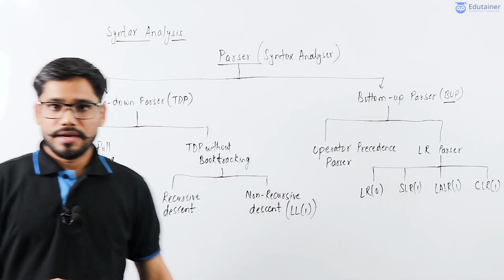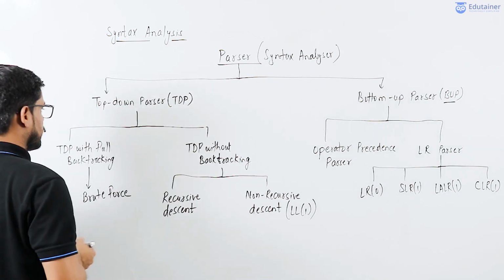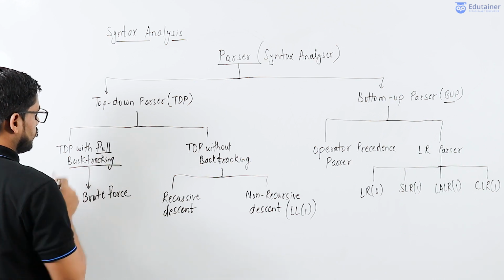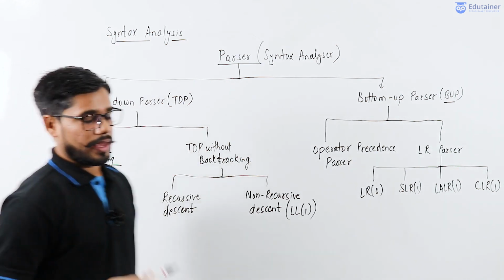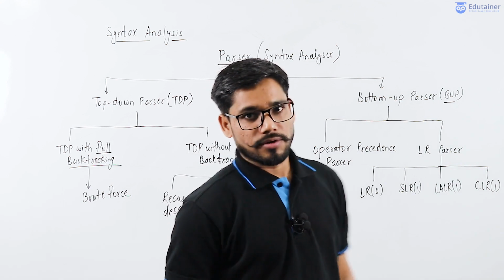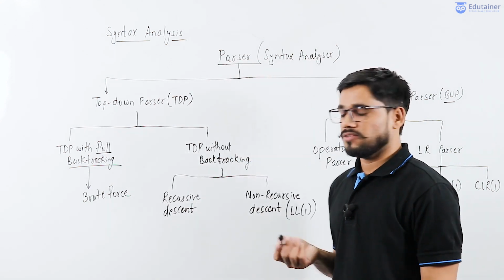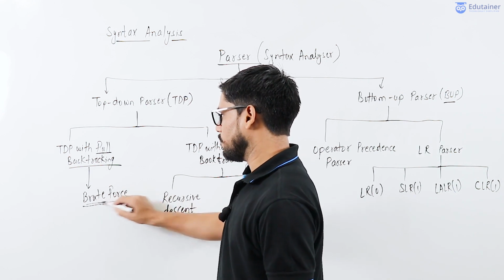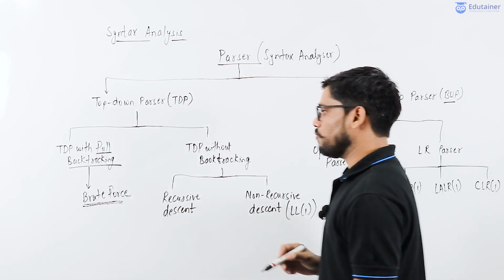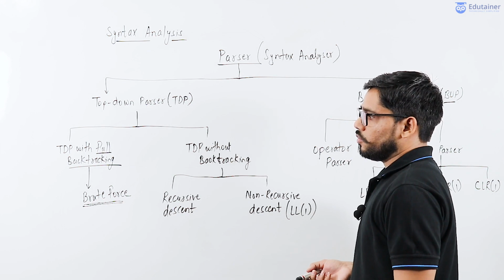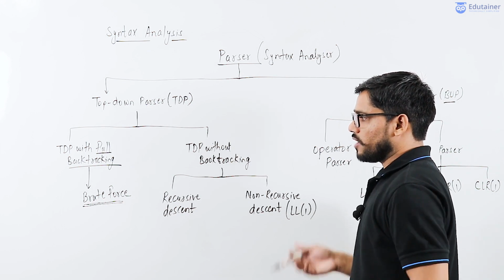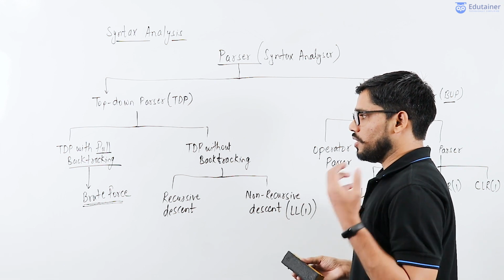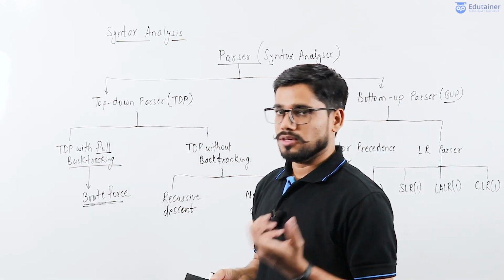First is the top-down parser (TDP) and second is the bottom-up parser (BUP). Top-down parser is further classified as a top-down parser with full backtracking. Means you have to do exhaustive search here, and whenever we talk about exhaustive search, the brute force method comes into the picture. So brute force is used to do exhaustive search. Means you have to find every possible way in which a particular string of a grammar is generated.